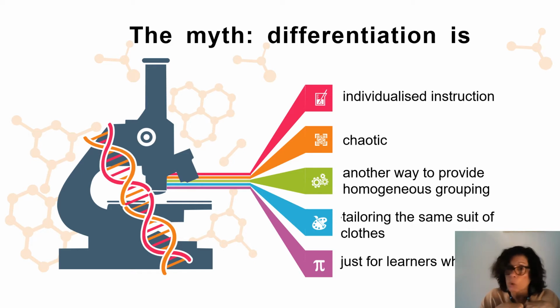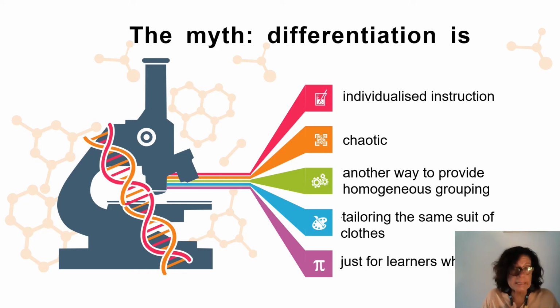It is not another way to provide homogeneous grouping. Flexible grouping accommodates students who are strong in some areas and weak in others. The goal is to have learners work with a variety of peers and with tasks designed to draw on the strengths of all group members, but also to shore up students' areas of need. It is not tailoring the same suit of clothes.